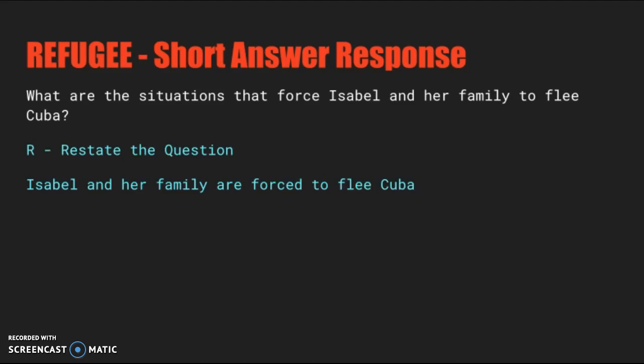Alright, so the first part of RACE is to restate the question. So here I filled in my question using Isabel. What are the situations that force Isabel and her family to flee Cuba? So first we need to restate that question. Here we're going to turn the question into a statement. So I'll say, Isabel and her family are forced to flee Cuba. Alright, so I've gotten rid of the question words of what are, and I flipped that into a statement.